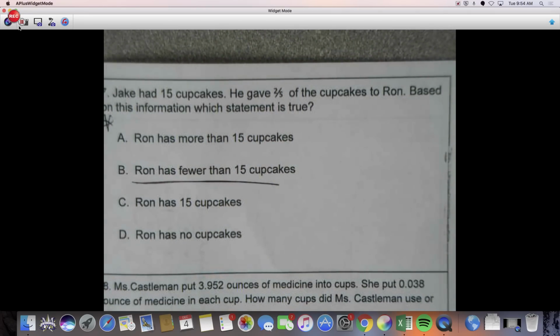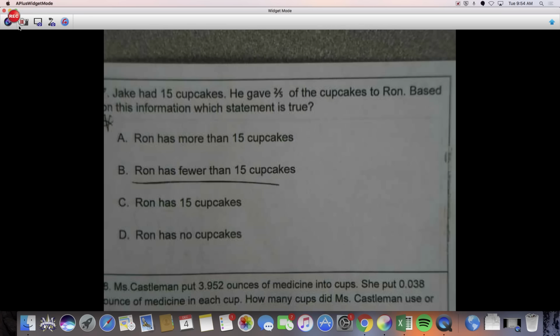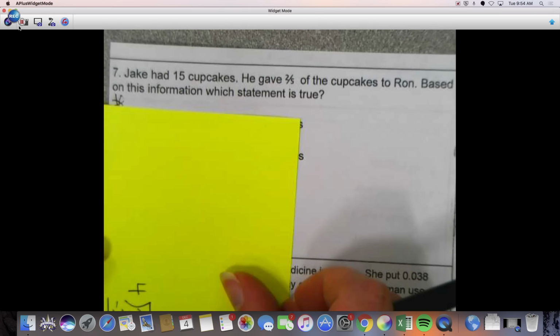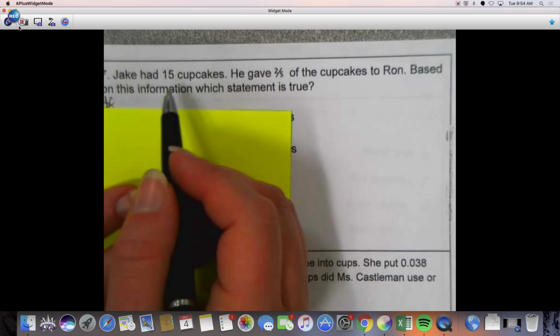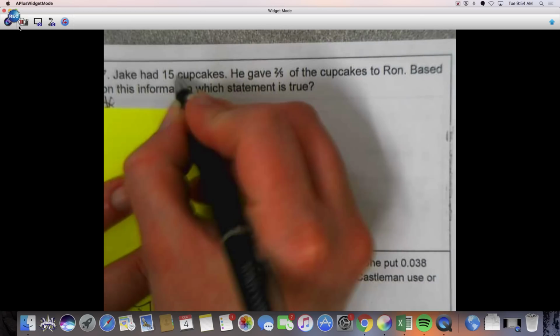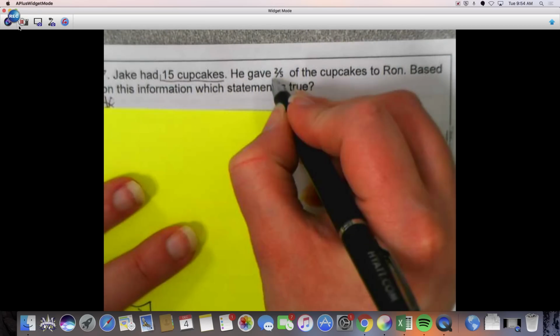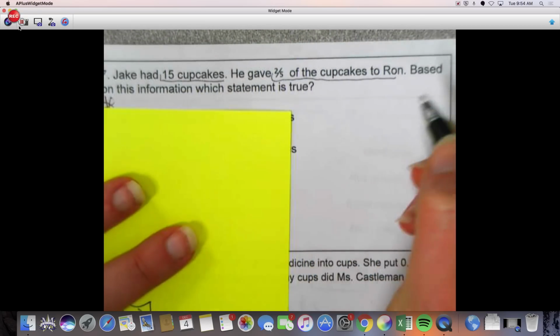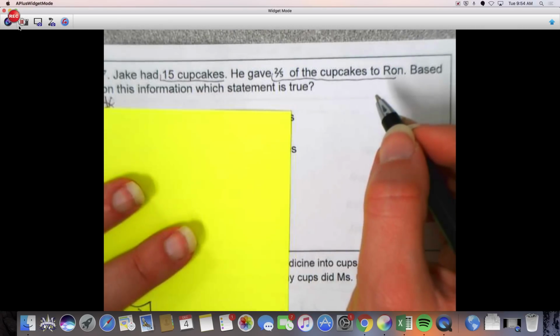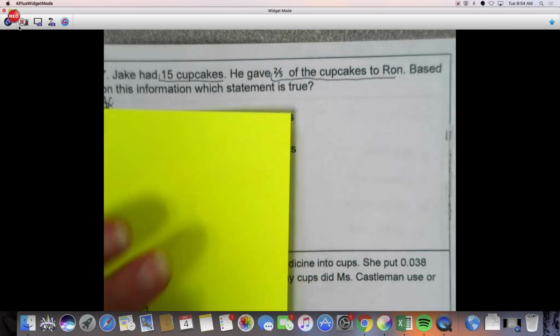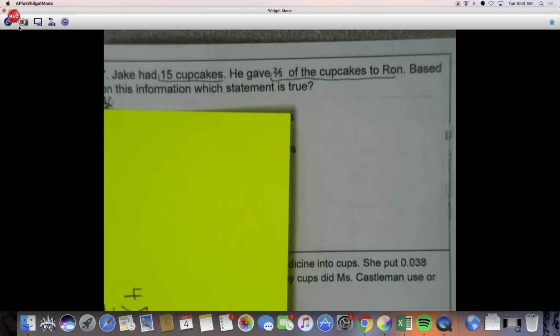But, listen up. I do want to just add something to this question. So forget about these answer choices right now. Forget about what this one says. If you have a question that says Jake had 15 cupcakes and he gave 2/5 of the cupcakes to Ron, how many cupcakes did Jake give away? What word in that problem tells me to multiply? There's one word.